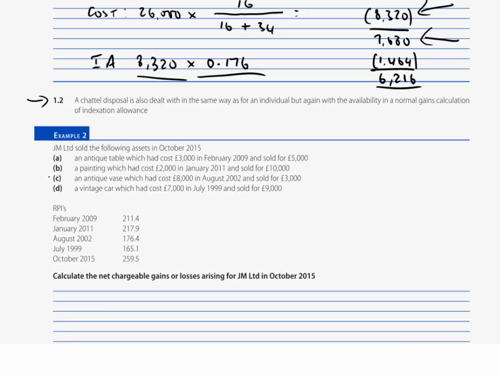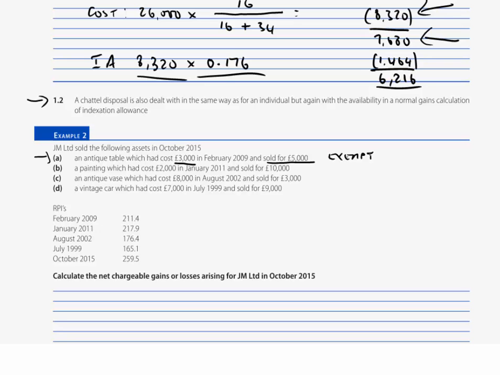So what have we got? JM Limited now sold the following assets in October 15, and we've got to calculate the net gains or losses arising for JM Limited in October 15. So what have we got to begin with? Antique table. Again, your typical example of a non-wasting chattel. Had cost £3,000 in February 09, sold for £5,000. What do we know about that? Well, you bought it for less than 6,000, you've sold it for less than 6,000. That therefore means that the disposal is exempt.